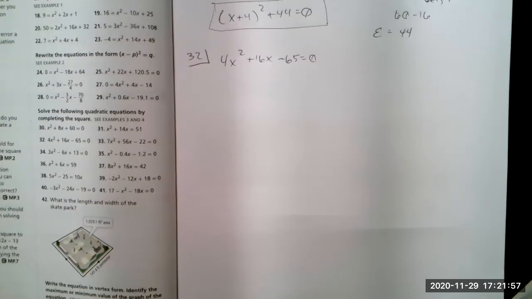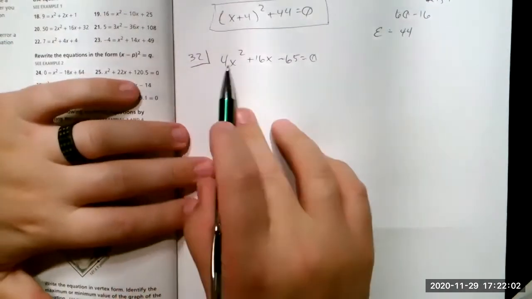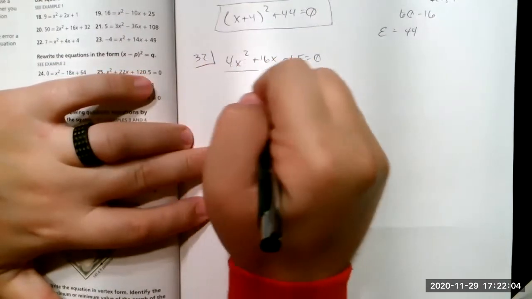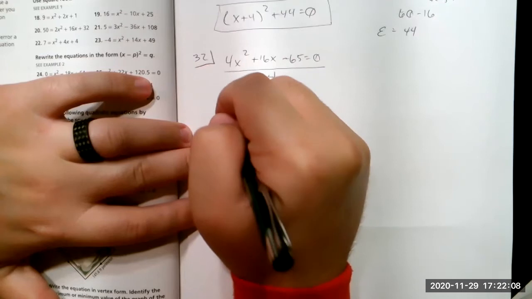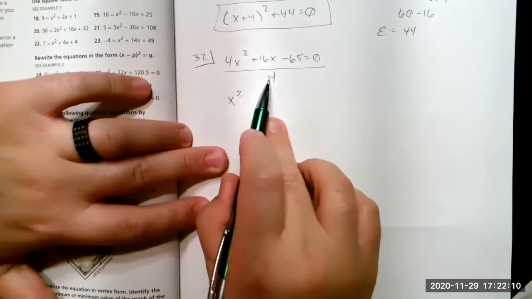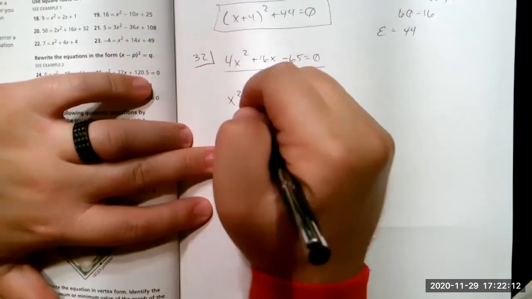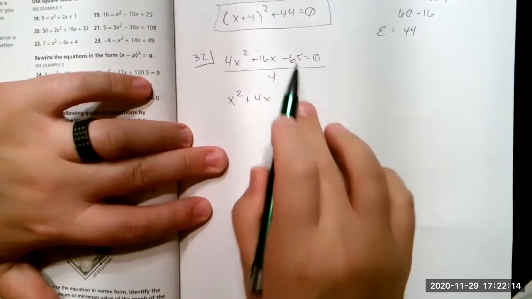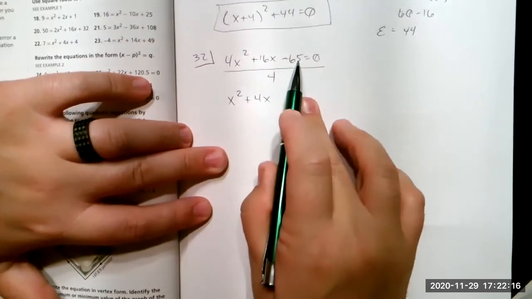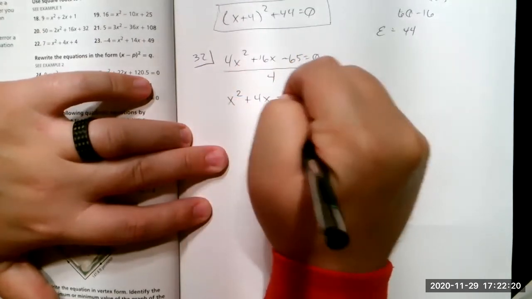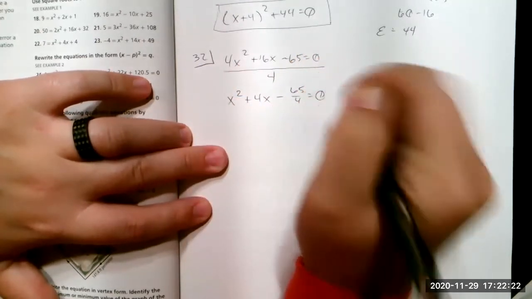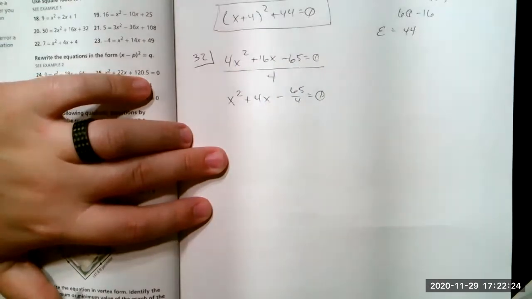go ahead and make sure if we're trying to complete the square, we want our A value to be 1. So I'm basically going to take this and divide the entire equation by 4. So it's going to be x squared, because 4 divided by 4 is 1. 16 divided by 4 is 4. This is the part that kind of gets a little bit nasty. Negative 65 divided by 4 can't be simplified. It's just negative 65 fourths. And then 0 divided by 4 is still 0.